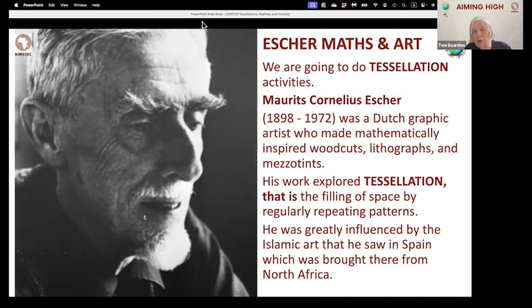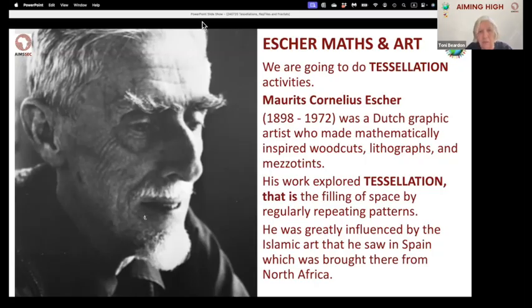Now, as a young man, he traveled around Europe and he visited Spain, and he was very much influenced by the work of the Muslims who'd brought over all their knowledge from Africa about 600 years ago, and built some wonderful palaces and mosques in Spain and decorated them with Islamic art. And when Escher saw that art, he saw that it was very mathematical, and he was absolutely fascinated by it.